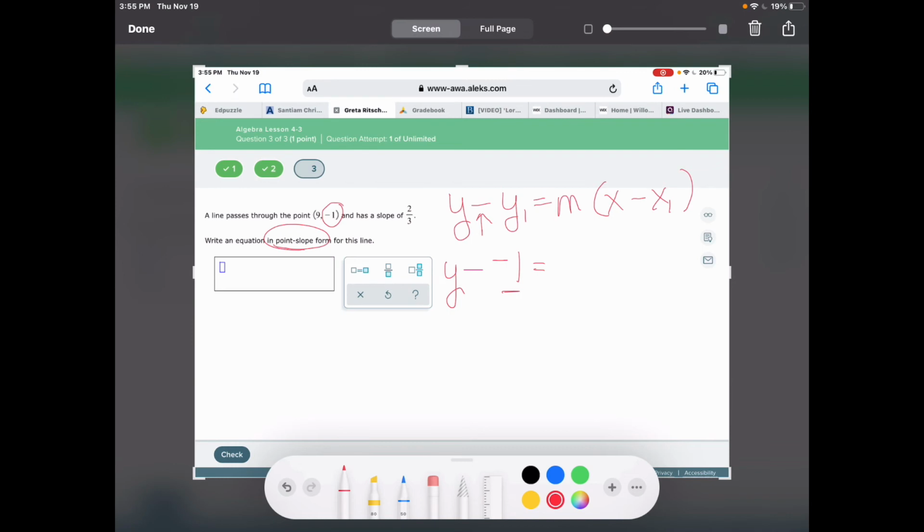The slope, it told me, is 2/3. I put that where the m is, and then I'm going to say x minus, then I go get my x number, which happens to be 9. So I have y minus a -1. We don't usually leave anything like that because it's plus a positive. So we'll have y plus 1 equals 2/3 times x minus 9. Let me see if I can remember that.